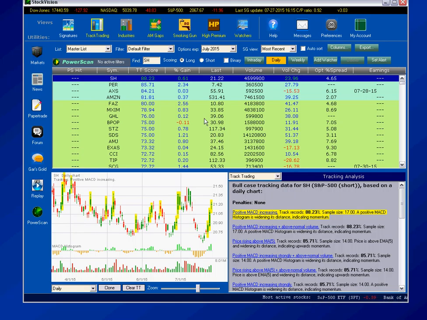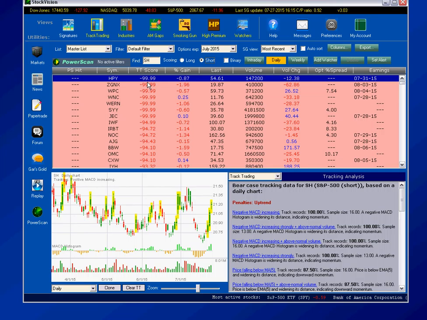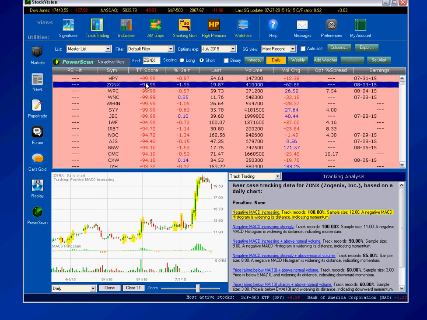Anyhow, that's the essence of track trading. You can do the long or the short side. If you go the short side, it'll sort by negative score, which is negative track trading. In other words, what stock is likely to crash? And same thing, the analysis down here will give you the negative aspects. All right, that's the deal. And it doesn't get any better than this for easy, simple stock screening.